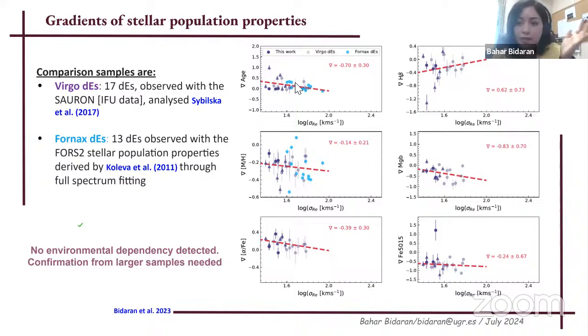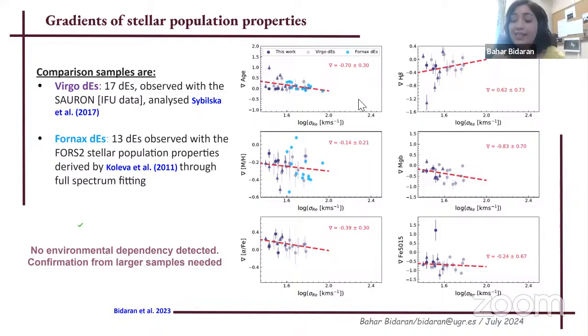And I want to take this chance to emphasize that the number of dwarf galaxies for which gradients of stellar population have been reported in the literature is extremely scarce. At the time that I was doing this study, it was only reported for 50 dwarf galaxies. And if you are interested in this line of research, this is a huge opportunity to go and check the gradients of stellar populations in dwarfs, because I think they hold key answers to some of our questions about the evolution of dwarf galaxies.